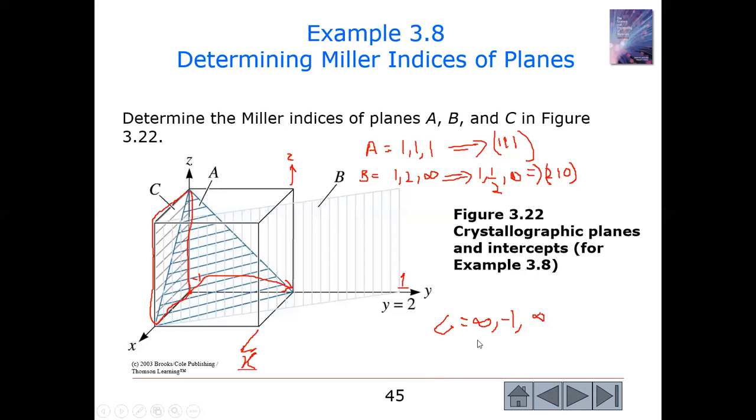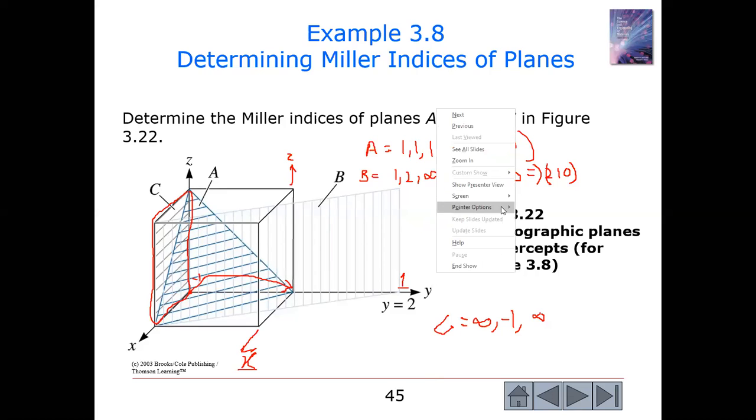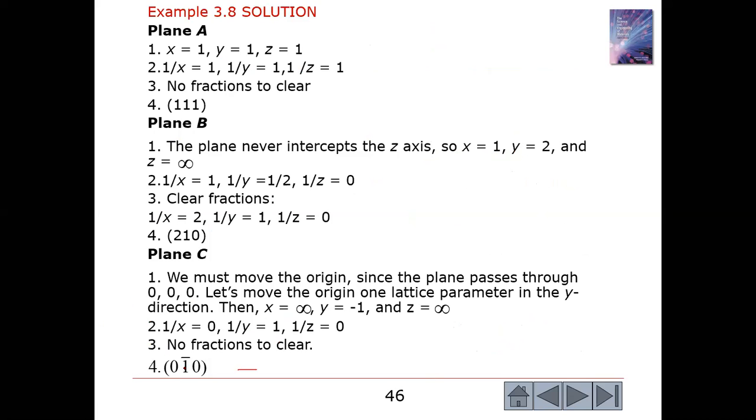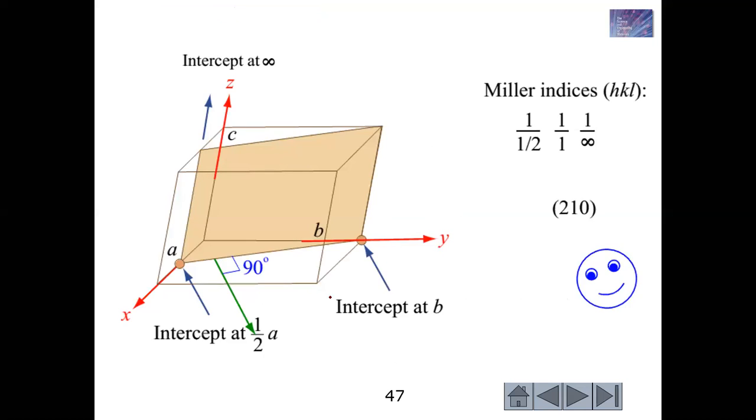Okay, so take reciprocals of this. So the reciprocals would be 0, -1, 0. So in terms of Miller indices, you will write it (0 1̄ 0). So this is your plane, right? Okay, moving to the next slide. So this is (0 1̄ 0), (2 1 0), (1 1 1). So you can do it. It's a solved example, so you can do it from here.